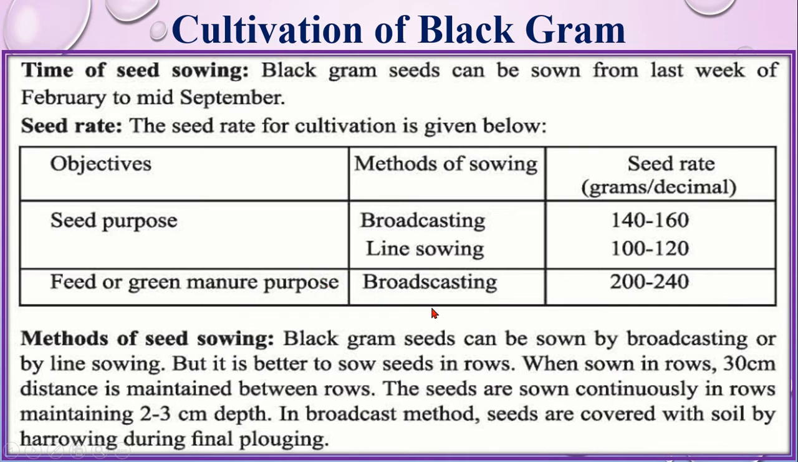And seed rate: there are two types of methods we can use, which are the broadcasting method and the line sowing method. I told you before as well, if we use the broadcasting method, that time we need more seed, but in the line sowing method we need less seed. And if we use it as a feed or green manure crop, that time the seed rate will be 22 to 40 kg, and that time we are not using the line sowing method, we are using the broadcasting method. And I told you about the seed sowing methods as well, which are line sowing and broadcasting.